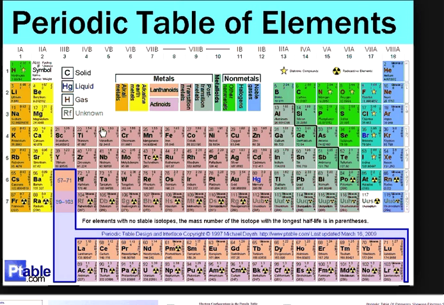What's interesting is that the elements in a group, whether it's this group here or this one or back over here, all have similar chemical properties. So the fluorine would have similar chemical properties to the chlorine, which would have similar chemical properties to the bromine. Over here, the beryllium would have similar chemical properties to the magnesium and similar to the calcium. So any of the elements within a group have similar chemical properties.